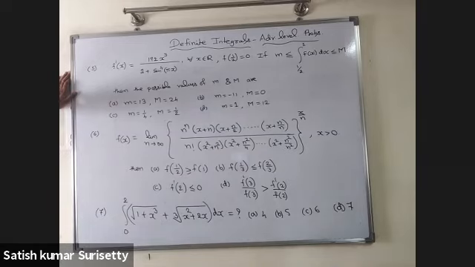Seventh, integral of 0 to 2 square root of 1 plus x cube plus cube root of x square plus 2x dx equal to. Options are first option A is 4, B is 5, C is 6, D is 7.